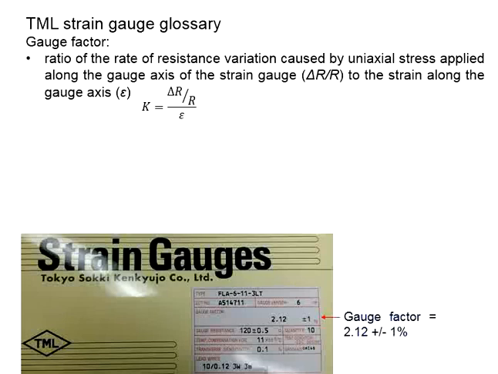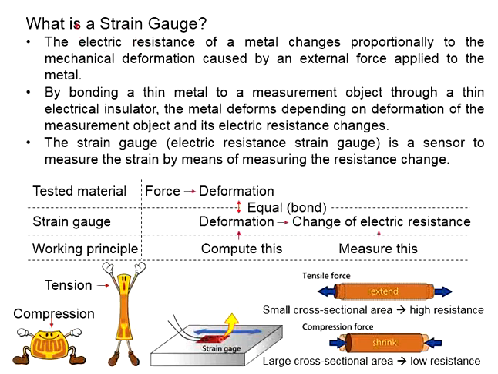Whichever deformations induced onto the shrinkage will lead to changes of the resistance. As long as we can quantify the changes of the resistance, we are able to estimate the strength experienced by the shrinkage due to the uniaxial stress. We know that the electric resistance changes proportionally to the mechanical deformation.